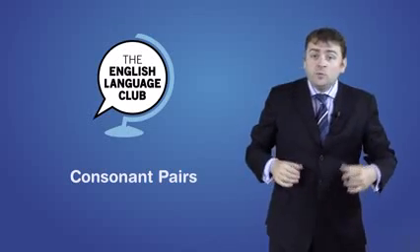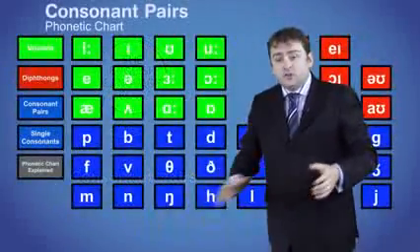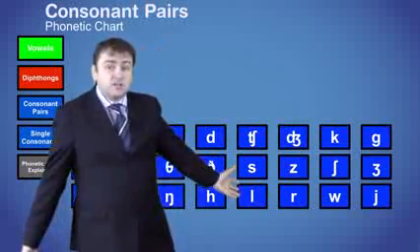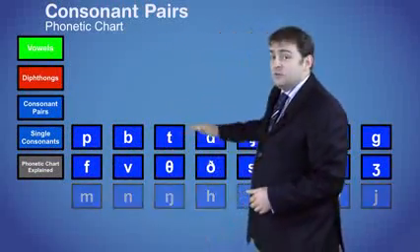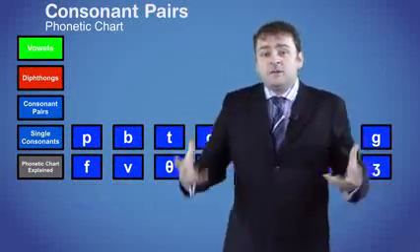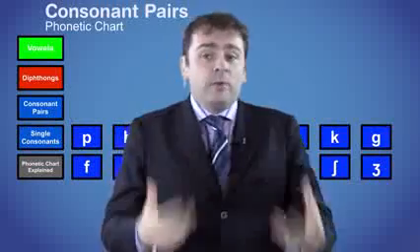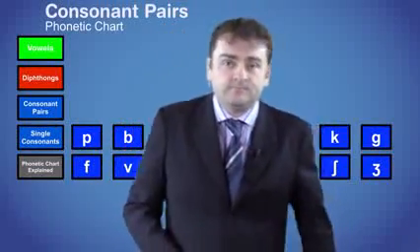In this video, we're going to be looking at the consonant pairs. The consonants are the sounds represented by the symbols in blue on the phonetic chart. In this video, we're only going to be looking at the top two rows. These sounds are referred to as consonant pairs because the sounds can all be put into pairs where both are produced in a very similar way. Let me show you what I mean.